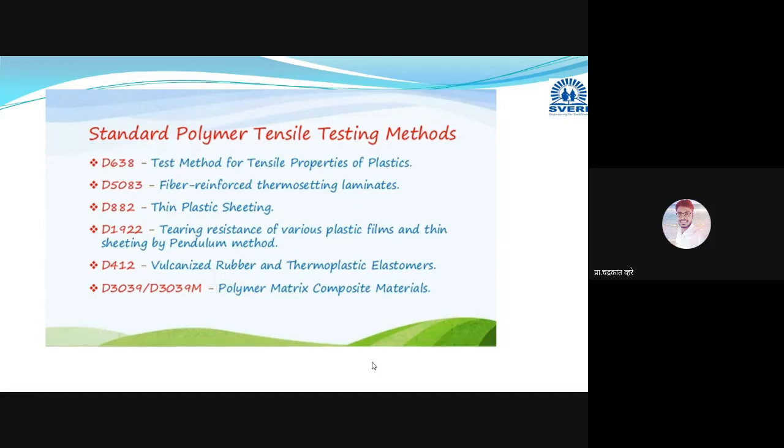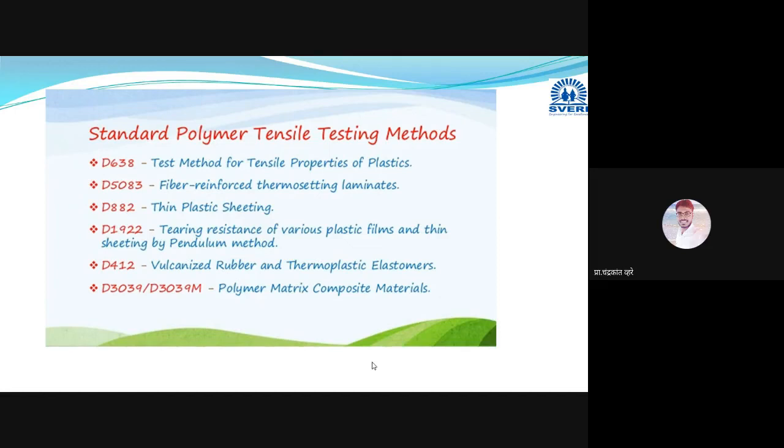Next, D882 is for thin plastic sheeting. For different structured components, there are different design methods. Then we have D1922, in which we are just doing tear resistance of various plastic films and thin sheeting by the pendulum method. Next, D412 is for thermoplastic materials, and for thermosetting plastic material we are using D5083.